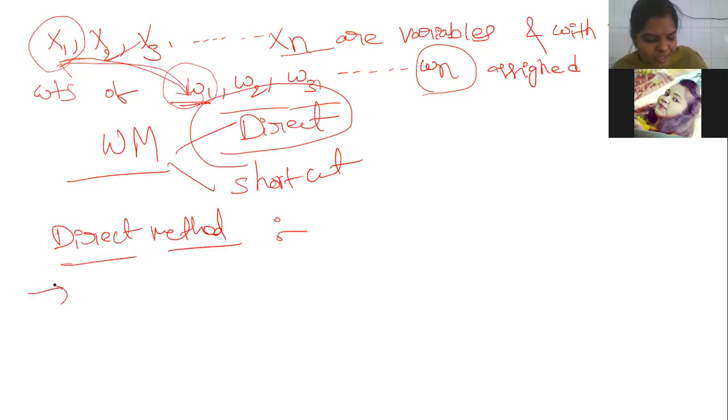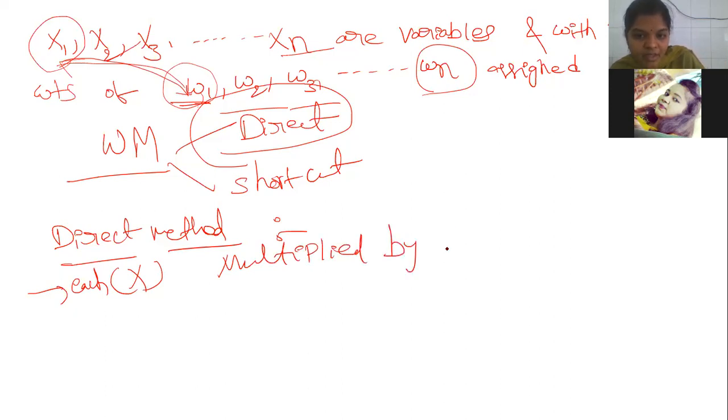Just write it down as a point. In this case, each value of the variable, you write it in the bracket as x. In this case, each value of the variable is multiplied by its weights.